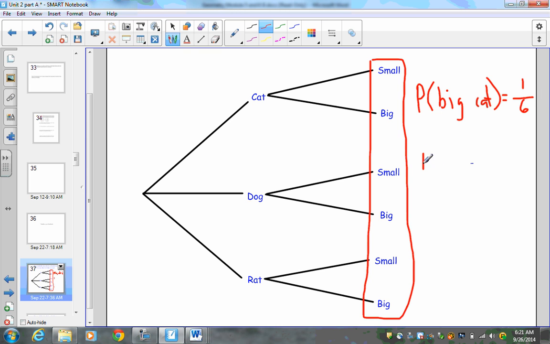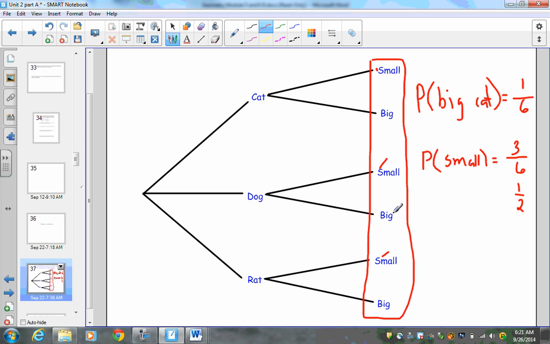One more. What is the probability of, let's just say, a small animal? So notice that I'm not specifying between dog, cat, rat. I'm just saying it's got to be a small animal. So once again, I know I have six total outcomes, so that's going to be a six. How many smalls are there? Well, there's one small, there's two small, there's three. So it's going to be 3/6, which of course you guys know is 1/2.